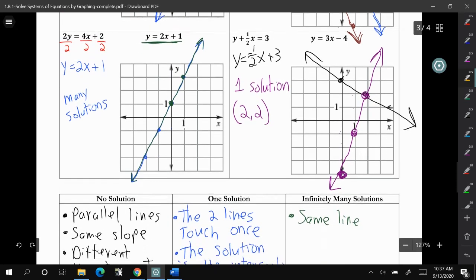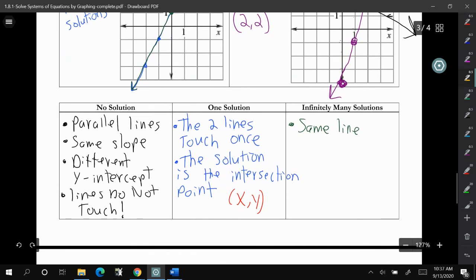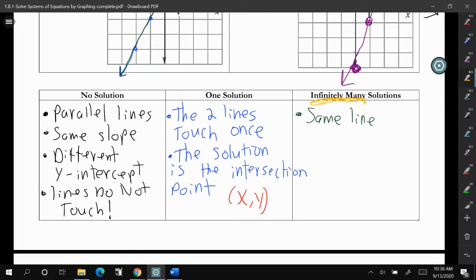So how can you tell if there's going to be no solution, one solution, or many solutions, also known as infinitely many solutions? No solutions will give you parallel lines, and those equations will have the same slope, but different y-intercept. And when you graph them, the lines do not touch. That's how you know there's no solution. One solution, the two lines touch just one time, and the solution is an ordered pair, that is the intersection, written as x comma y. You need to write both coordinates, or both points.